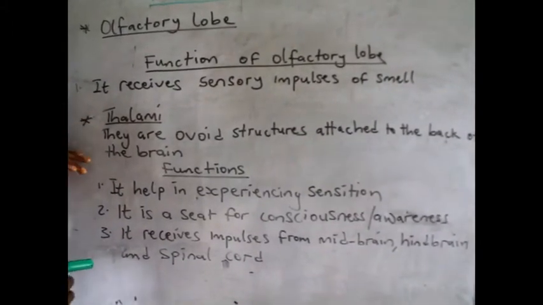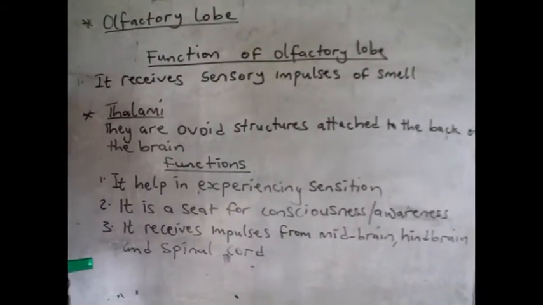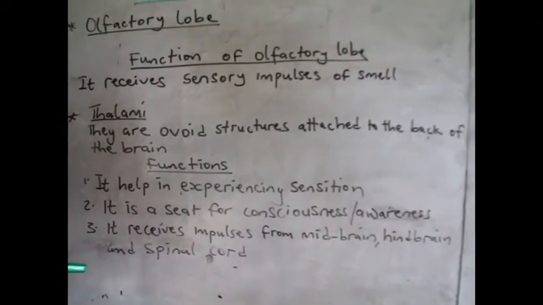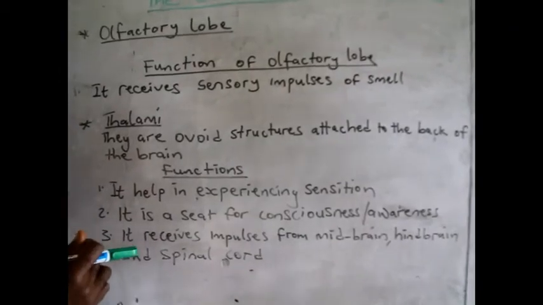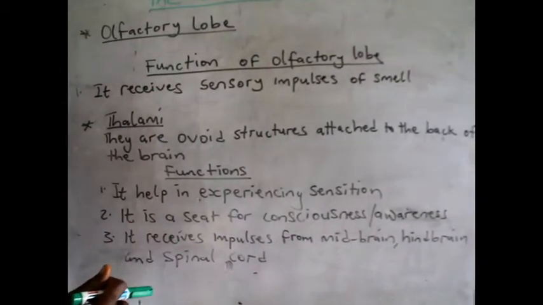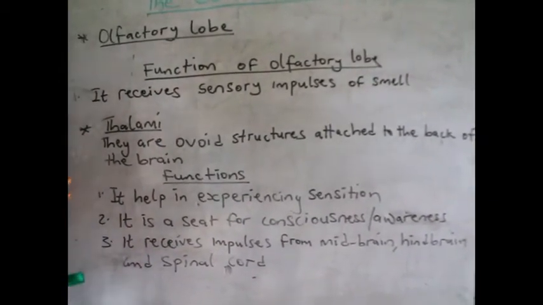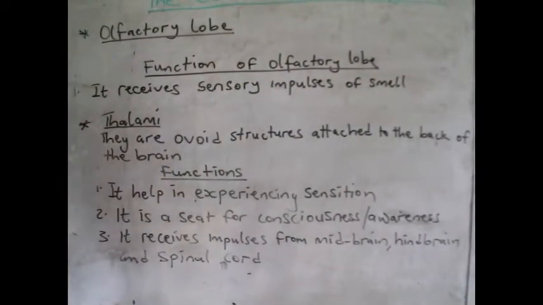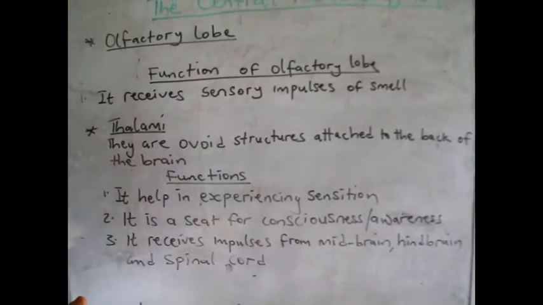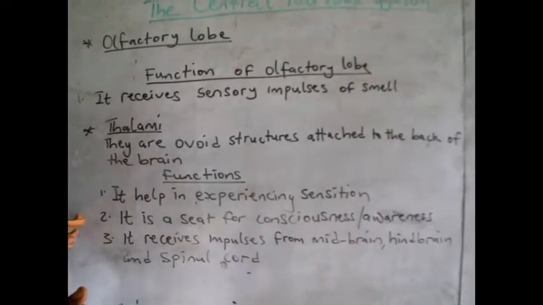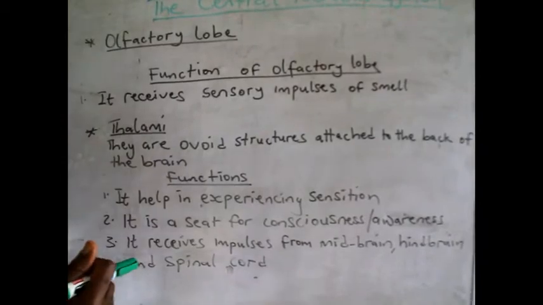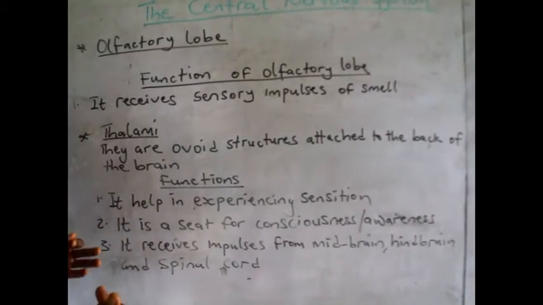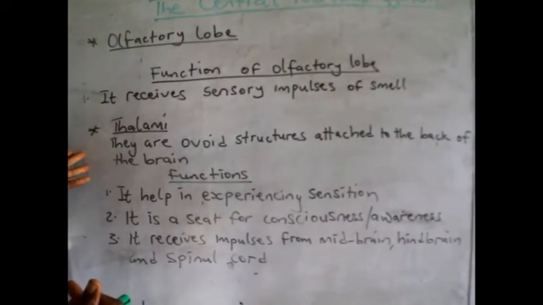Let's go to the minor parts, where we have the thalamus and the hypothalamus. The thalamus here is an ovoid structure that is attached to the back of the brain. It's just behind the head. It's a small ovoid body, but very, very important. Let's look at its function that denotes its importance. The first function is that it helps in experiencing sensation. Any kind of sensation you can think of is being controlled by the thalamus.